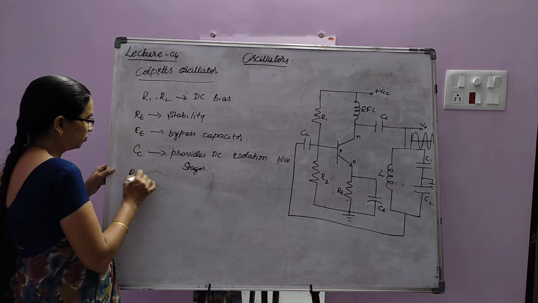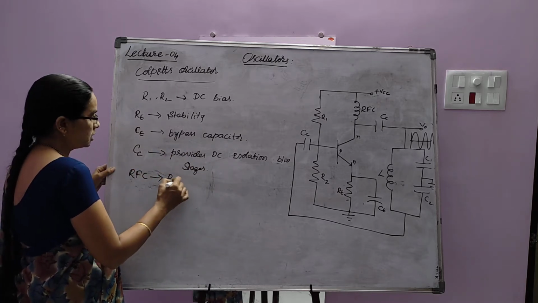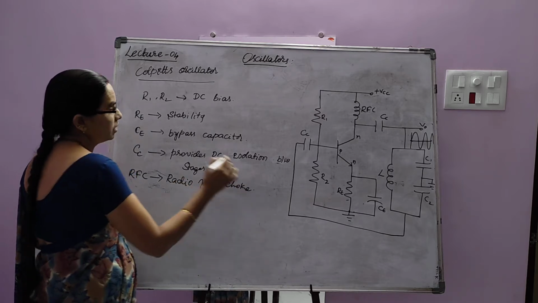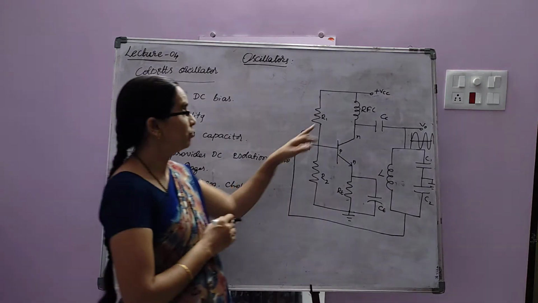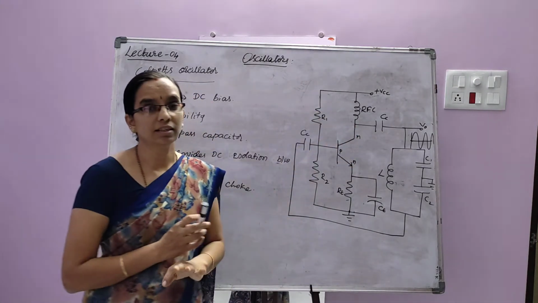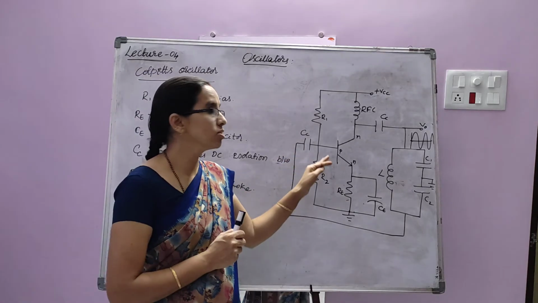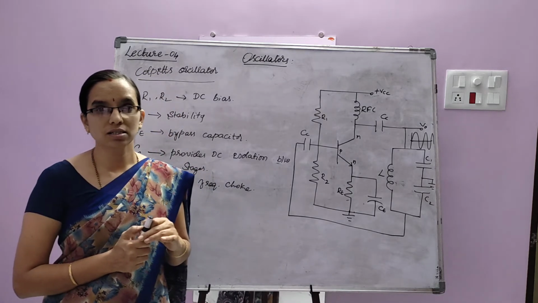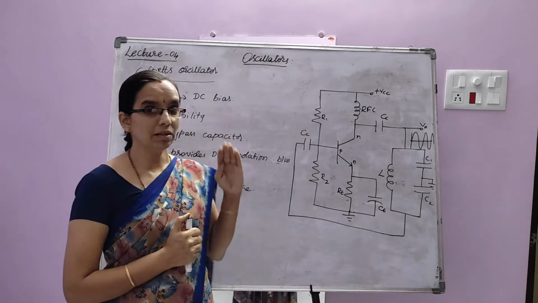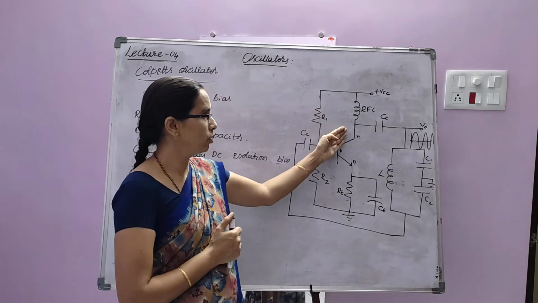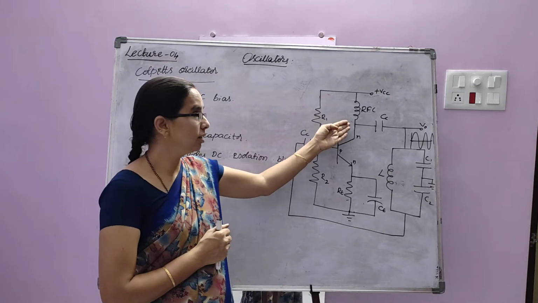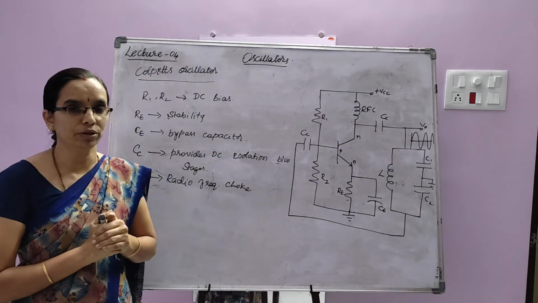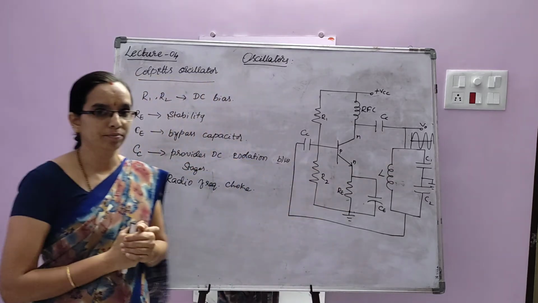And RFC is the radio frequency choke, which provides AC and DC isolation between the power supply and the collector. Whatever AC oscillations are produced at the collector will not disturb the DC voltage source, that is VCC, so that the biasing will be stable. Because the choke blocks the AC change in current, the AC produced will be taken as output across C1.